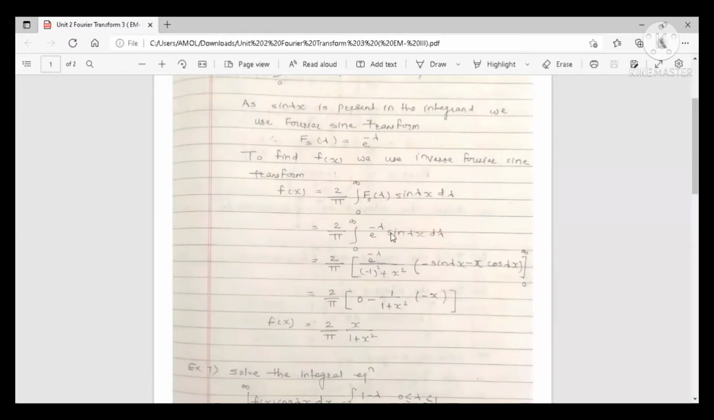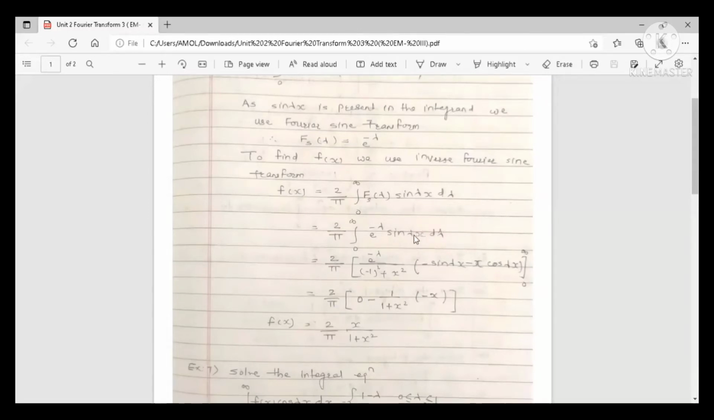So we are going to use this formula here, for the integration from 0 to infinity e raised to minus lambda into sine lambda x d lambda. Here the coefficient of the exponential function is -1, because with respect to this integration lambda is the variable and the coefficient of lambda in the exponential function is -1, and in the sine function the coefficient is x, because lambda is the variable and with lambda the constant term is x.